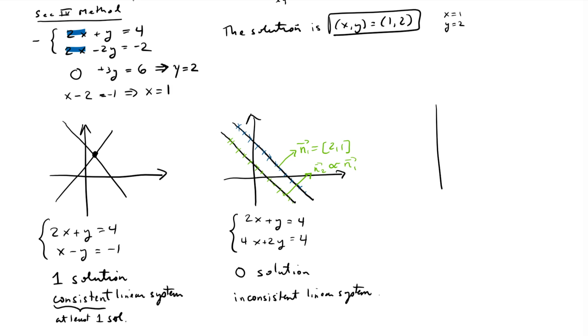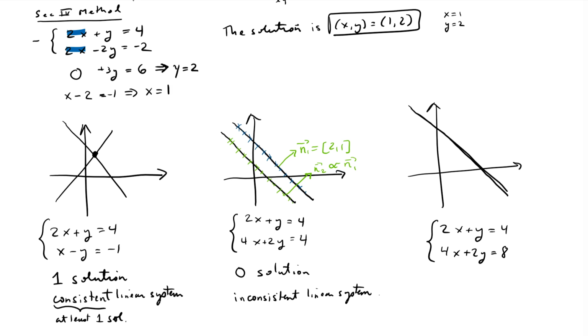And finally, there's the situation where you've got two equations where the lines actually overlap. It's the same line. So for example, if now I multiply everything by 2, it's the exact same equation, right? I've got a system, but in fact this is equivalent to just having the first one, because the second one is just a repeat of the first one.